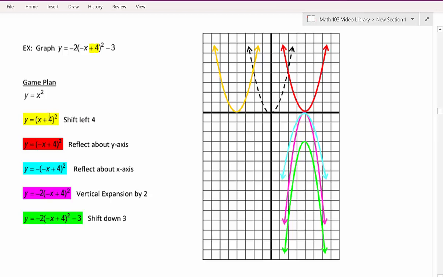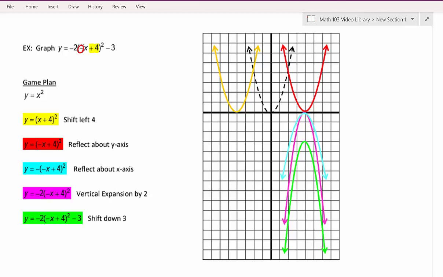The next transformation we're looking for is a reflection about the y-axis. That's our horizontal reflection. We recognize a horizontal reflection by having multiplication by a negative inside the function. If you look at our original problem here, we do indeed have that multiplication by a negative inside the function. That tells us we will have a horizontal reflection.